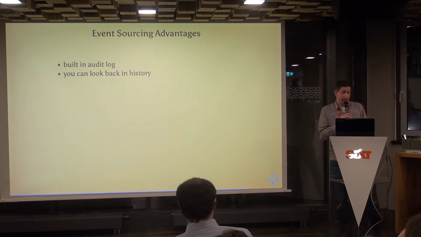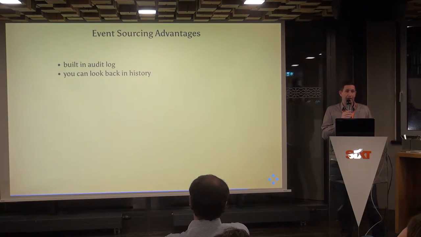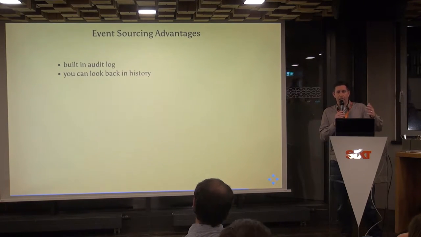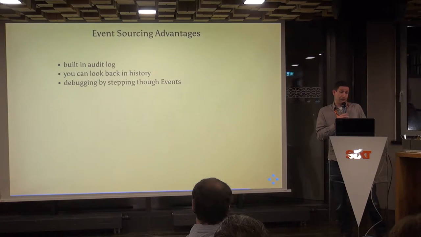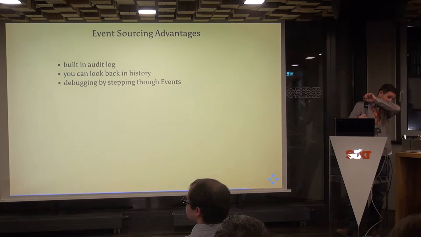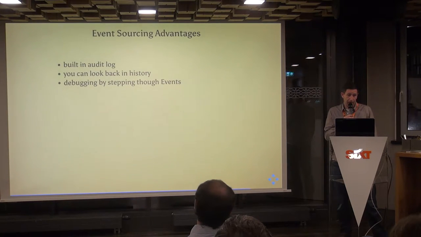Yeah, you can look back in history. You can easily query the event store for events up to some timestamp, from the beginning of history up to some timestamp. If you omit the beginning of the history, it probably makes not a lot of sense. You will have some strange state. And you can use that for debugging by simply stepping through the events and seeing how they change the state of your aggregate and find the bug in the system.